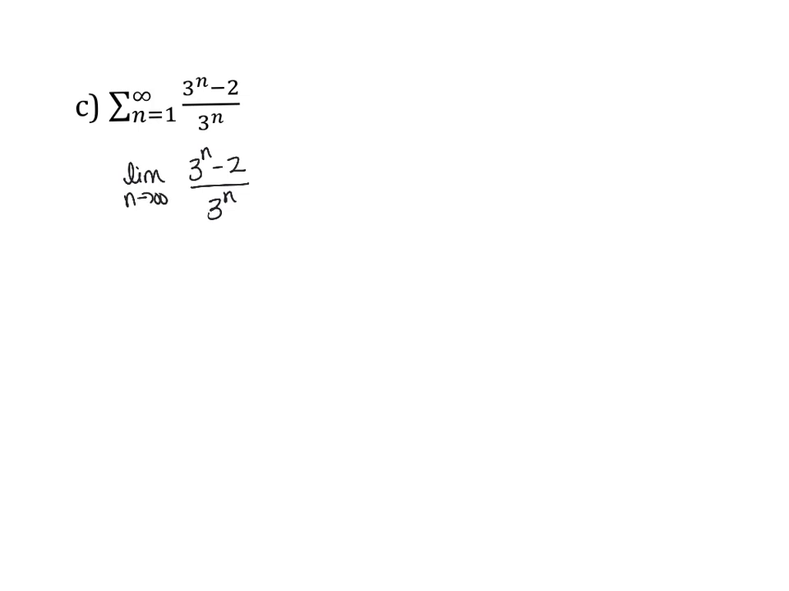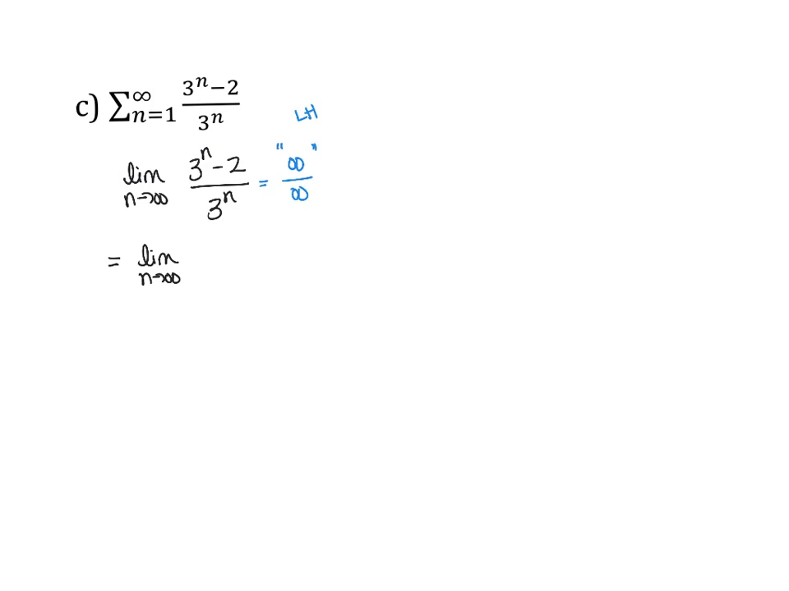What I want to do is take this opportunity to review L'Hopital's rule. So what I have here as n approaches infinity is a really big number over a really big number, because 3 raised to the n will get very big in both the numerator and the denominator. So I can use L'Hopital's rule, which says that this limit will be equal to the limit of its derivatives.